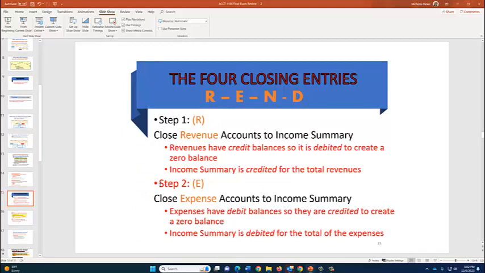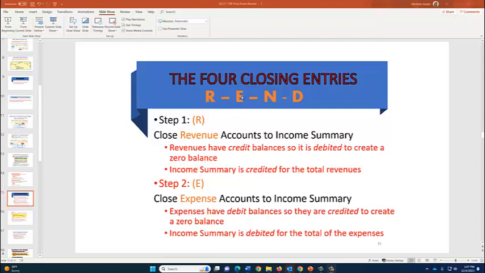So you will need to remember the 4 closing entries. We use the REND mnemonic to help us remember the order of our closing entries. So the R was for revenues. The first entry is to close the revenue account to income summary. Revenue has a normal credit, so to close it, we're going to have to debit the revenue account for its balance and then credit income summary.